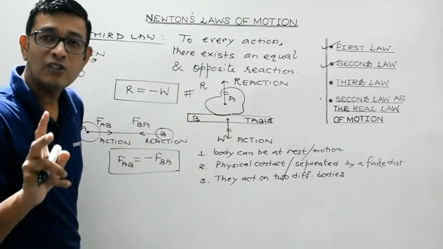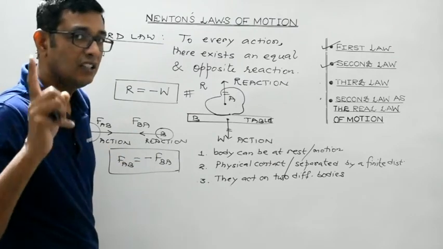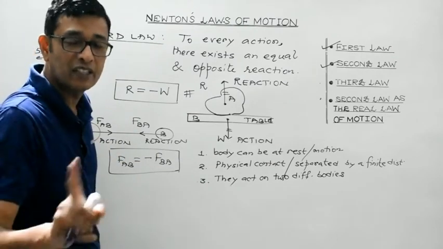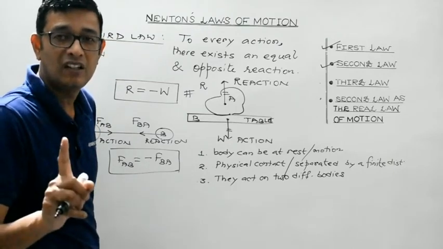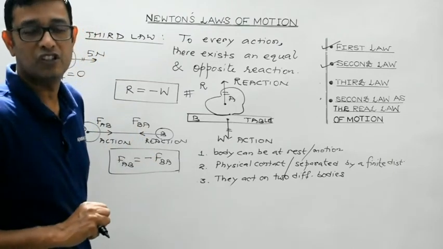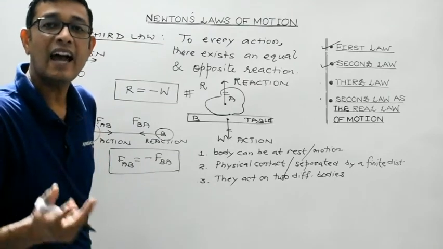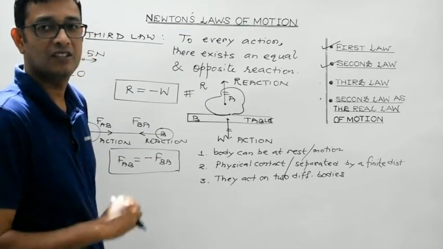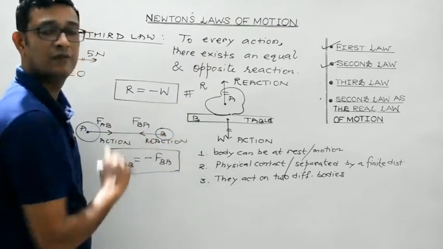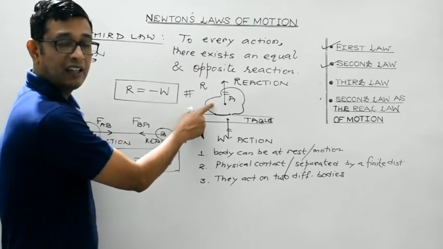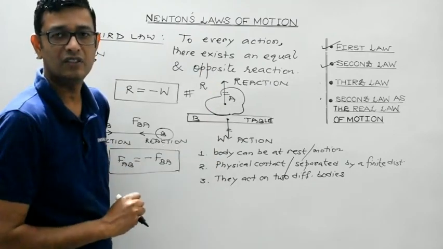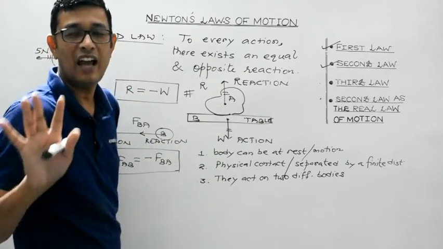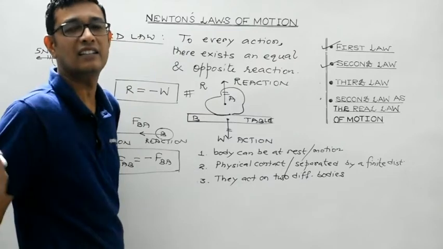So although action and reaction are equal in magnitude and opposite directed, still, mark my words, they do not cancel out the effect of each other because they act on two different bodies. So students, over here, the body A is at rest not because the action and reaction are getting cancelled out. Action and reaction can never get cancelled out.